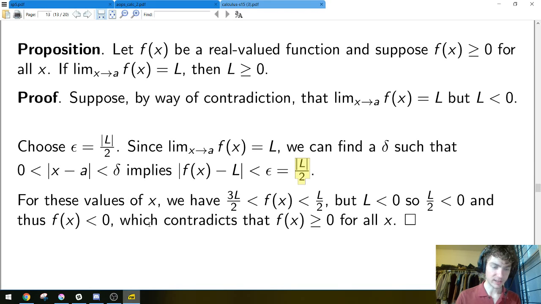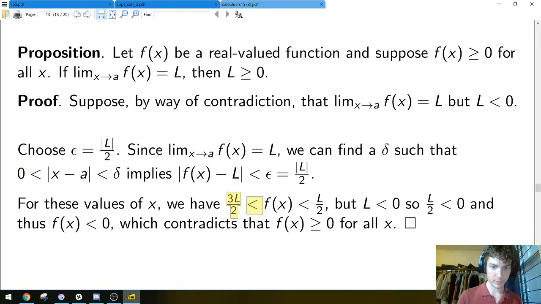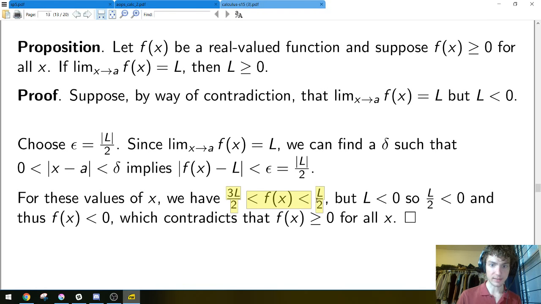Now here's the kicker, the punchline of the whole thing. For those values of x, the values with the property 0 is less than absolute value of x minus a is less than delta, this must be true: 3L over 2 is less than f of x is less than L over 2. So how did I get that? That's just unpacking this inequality into two pieces. I took the absolute value inequality and wrote it as a chained inequality.